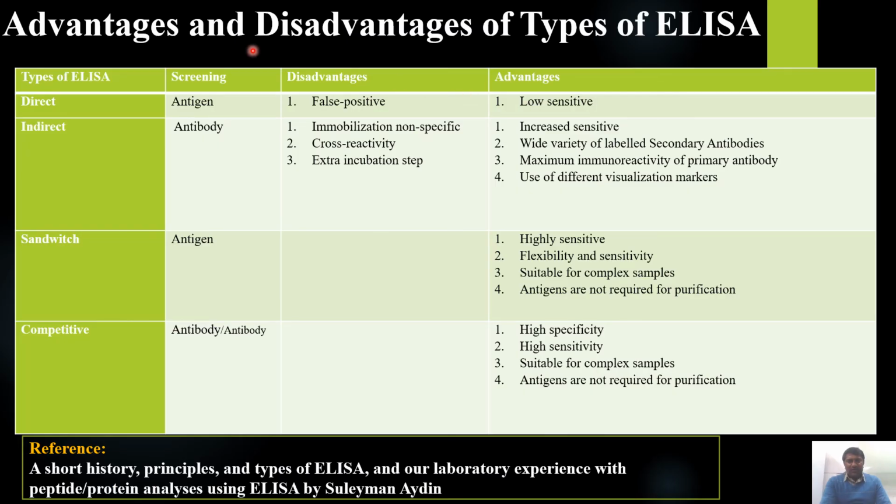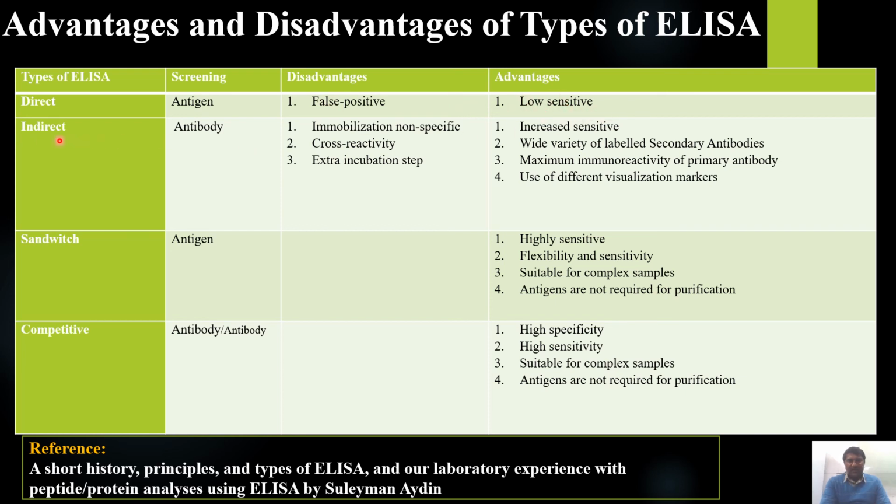So, the advantages and disadvantages of the types of ELISA. There are four types: direct ELISA, indirect ELISA, sandwich ELISA, and competitive ELISA. In the case of the direct ELISA, it is used for antigen screening, and it has the disadvantages of false positive results and low sensitivity.